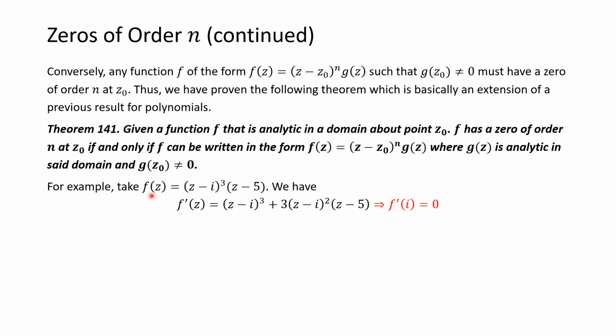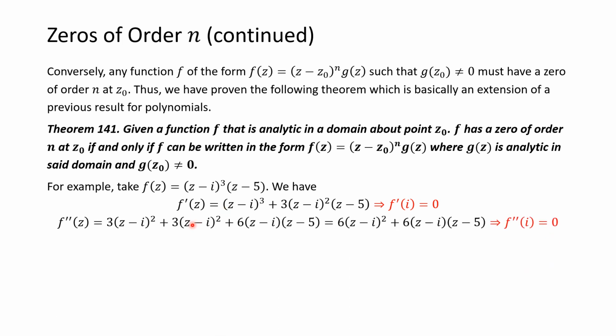I took one example, f of z equals (z minus i) cubed times (z minus 5). If we look at this at the root i, we can see that it's of order 3. We know it from the theorem, but we're going to show it via the definition. So we take the first derivative and we get (z minus i) cubed times the derivative of z minus 5, which is 1. Then the derivative of the first is 3(z minus i) squared times the second. When we plug in i, we just get 0 because both of these terms go to 0.